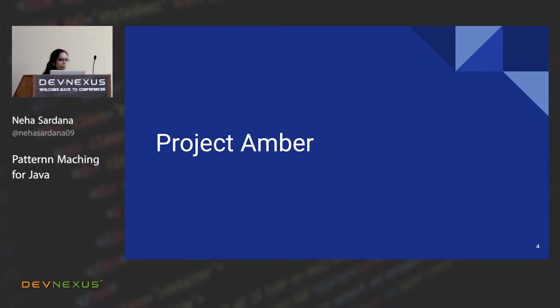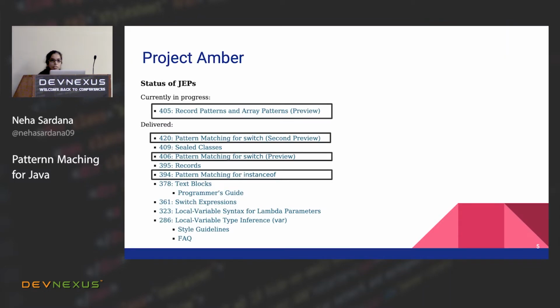So let's briefly go over Project Amber, because Project Amber is where pattern matching was born. These are the statuses of JEPs in Project Amber. I've highlighted the ones which are related to us. The first one came in as 394, which introduced pattern matching for instanceof. Then came 406, which introduced pattern matching for switch as a preview feature.